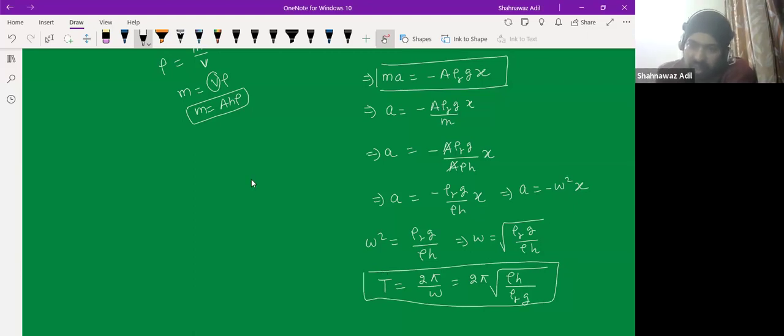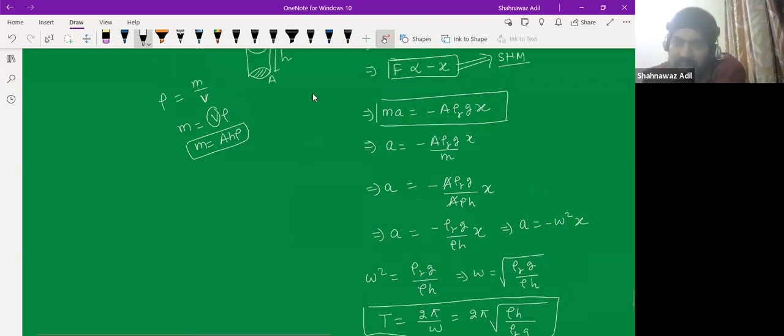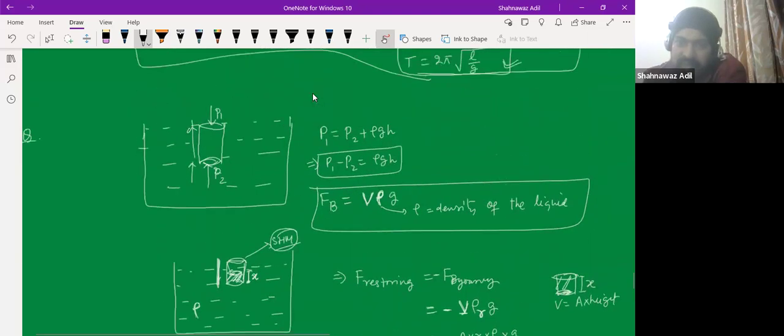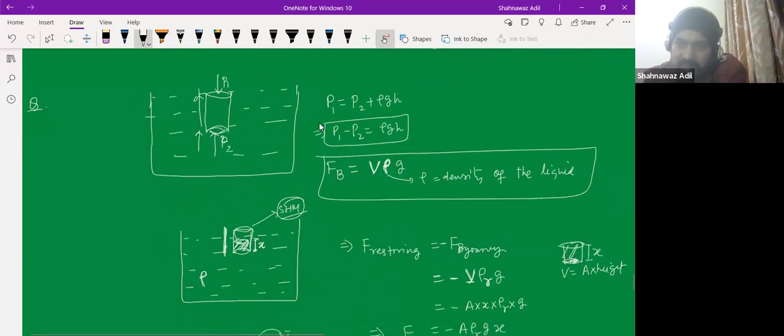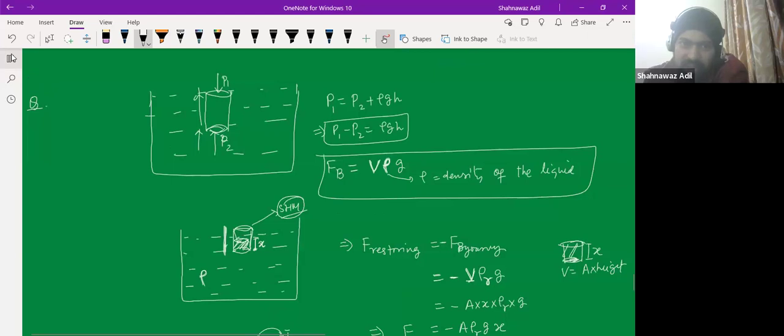So this would be the time period of oscillation of that cork. The cork will show a simple harmonic motion, and it will come out of the liquid and then go into the liquid. So it will be like that, right? Is this thing clear? Is it clear, guys? Yes, sir.